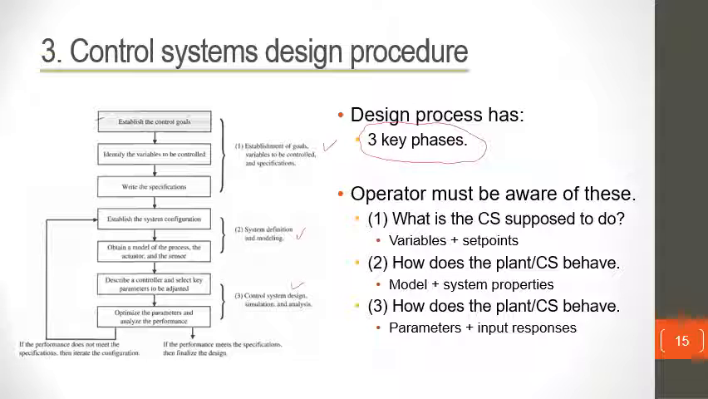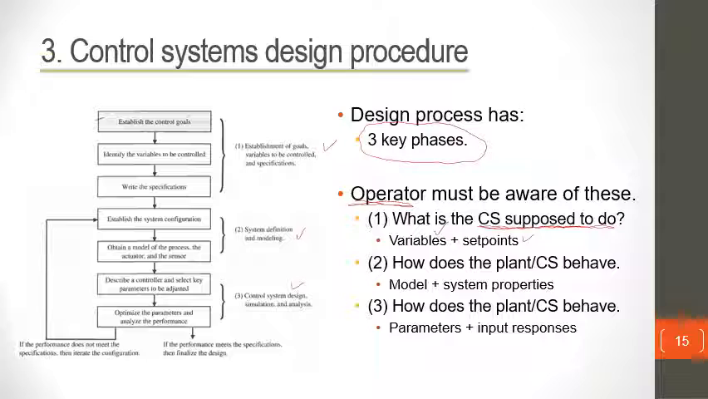So the operator, which is our case, needs to be aware of the first issue, which is to establish the goals and the variables to be controlled. That is, we need to understand what the control system was supposed to do. What was the design objective of this control system? So that we can know what the important variables to look at are, and what the set points are. The operator would be interested in that.